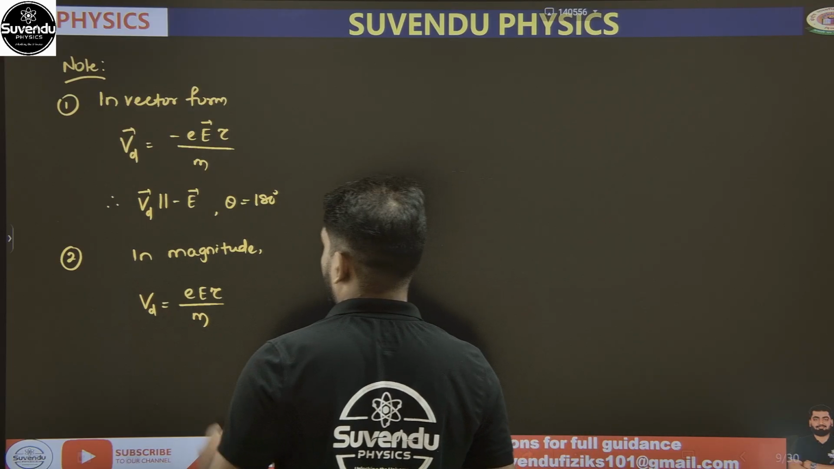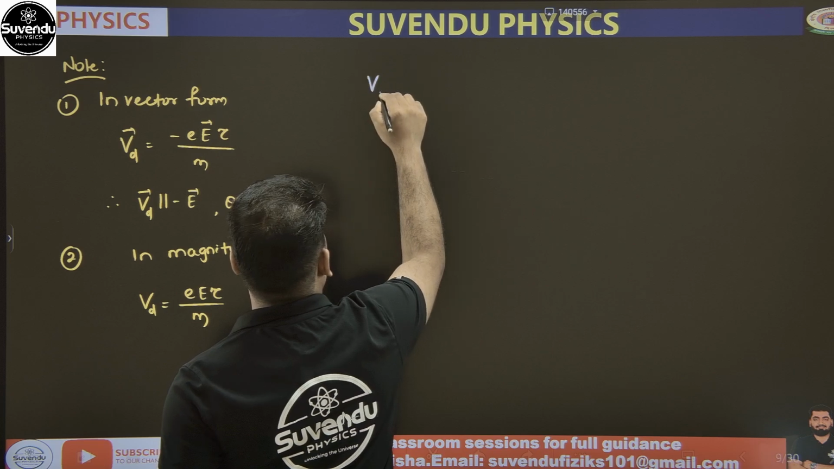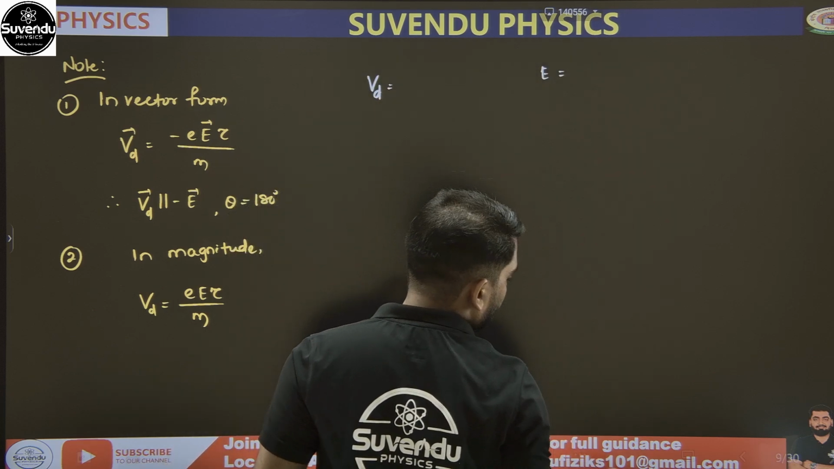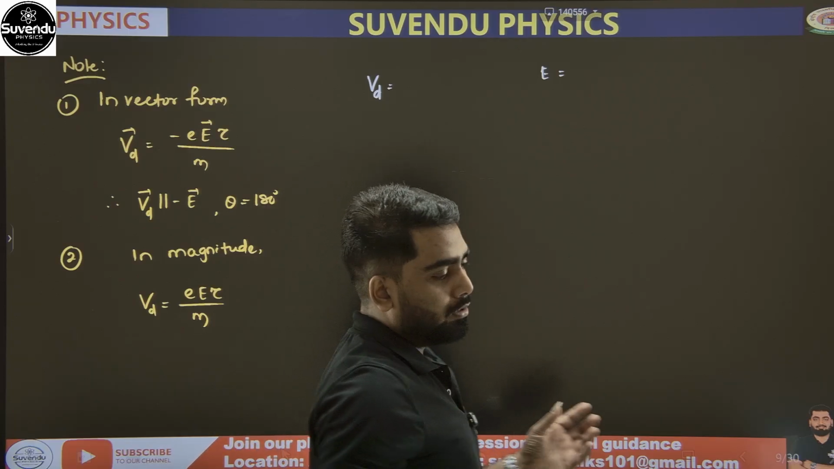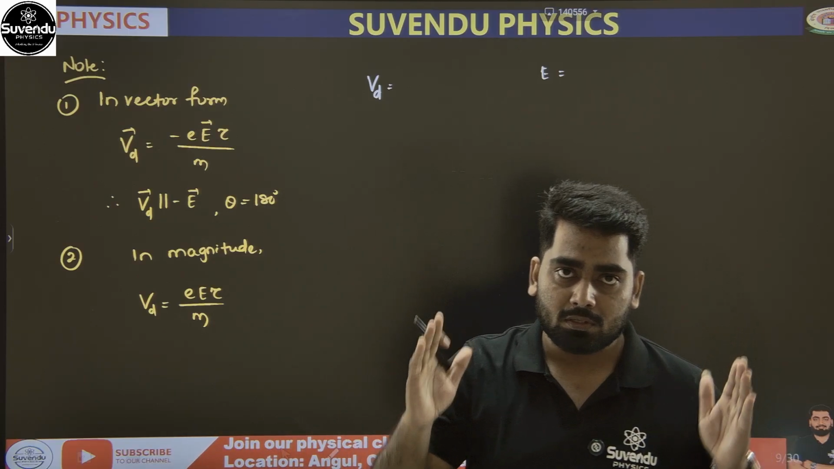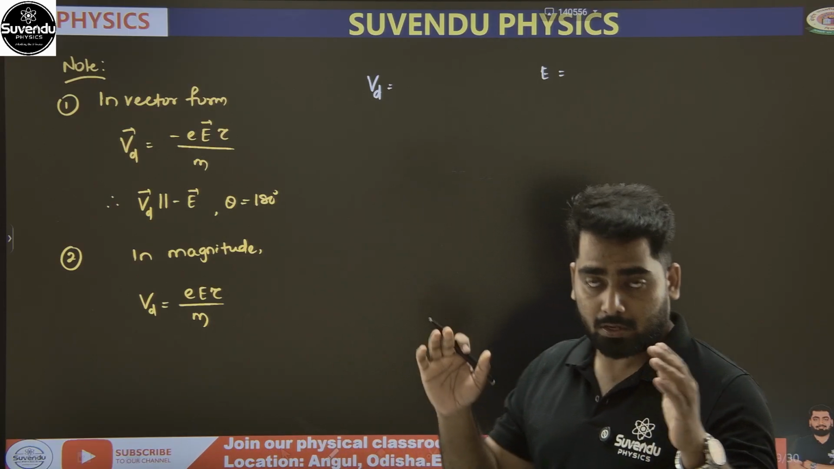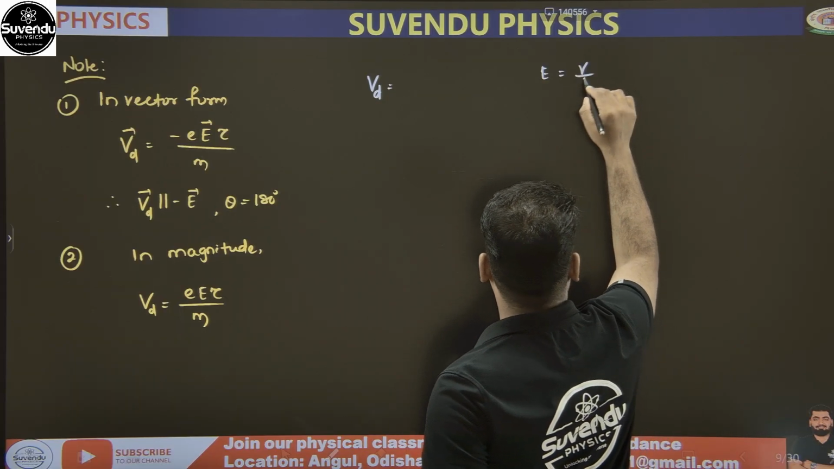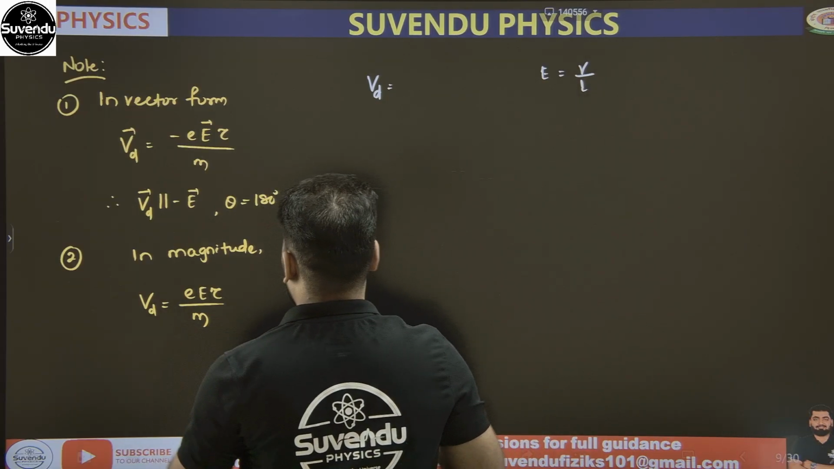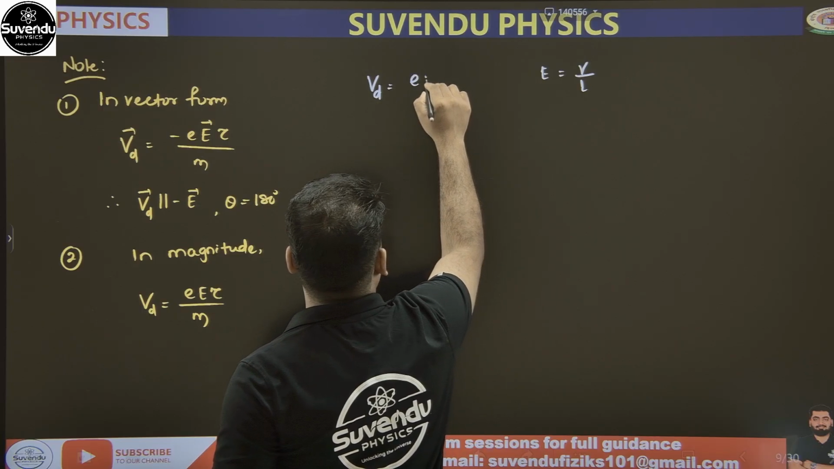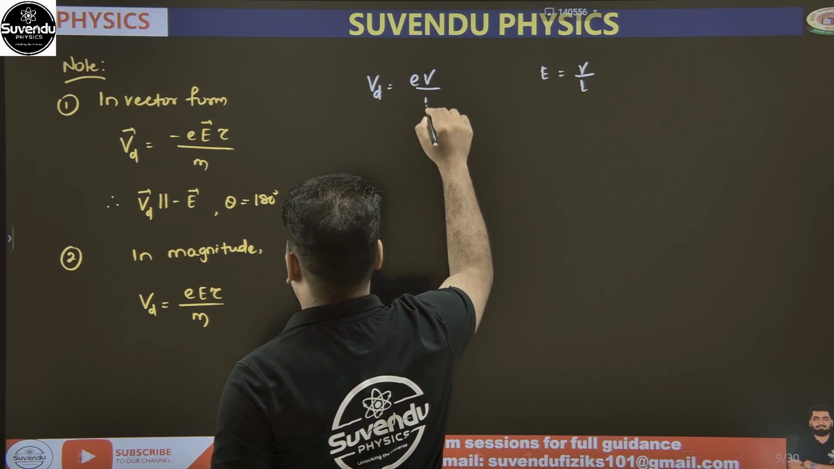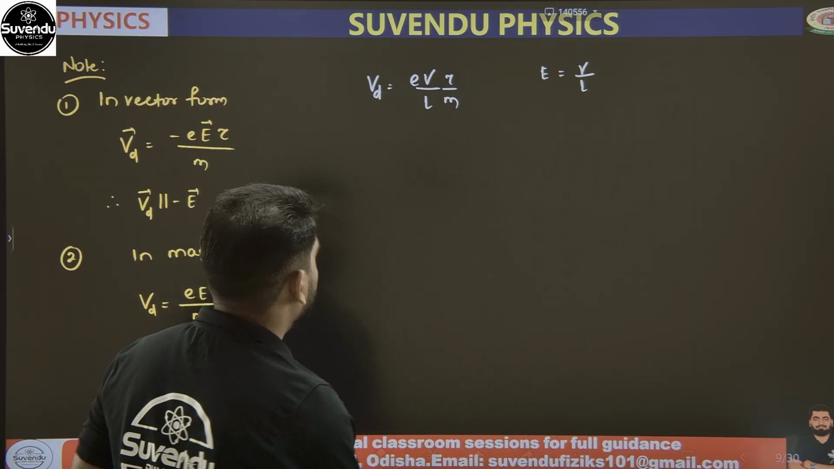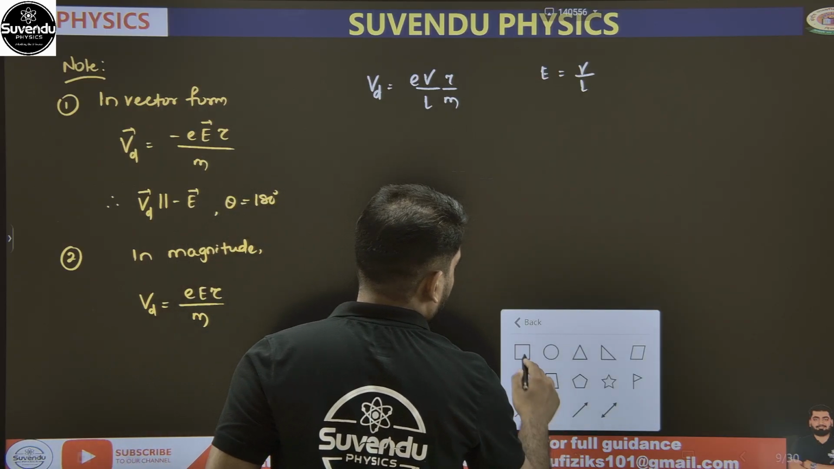Now we know E is equal to dV by dr. So in our figure, the constant potential difference V is maintained across the two ends of the conductor, and that length is L. So we can write E in magnitude equal to V by L. Because of this formula, we can write Vd equal to e into V by L into tau by m. Thus, this is another expression in case of magnitude.